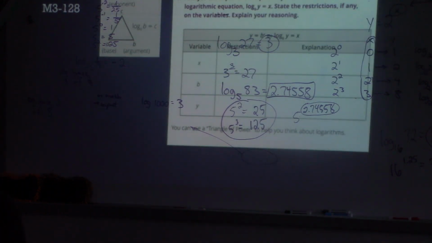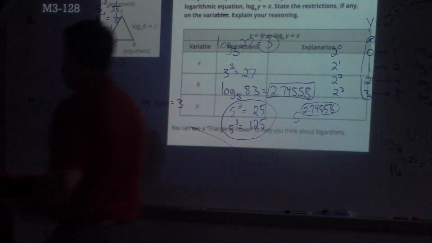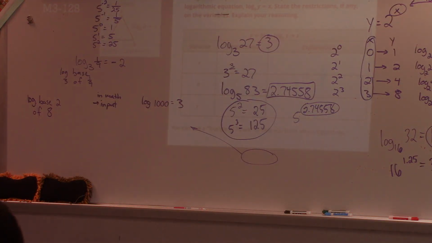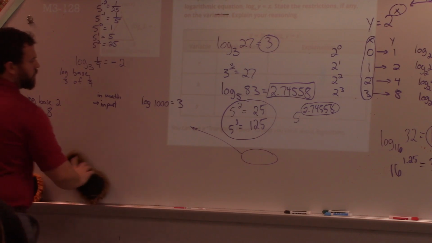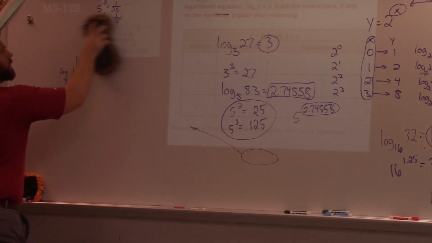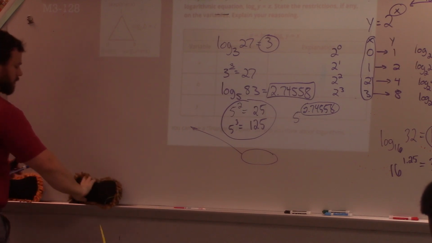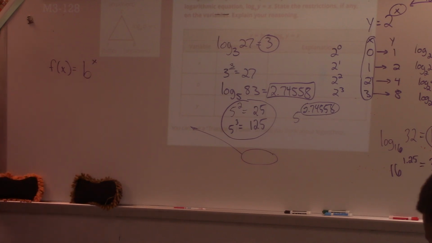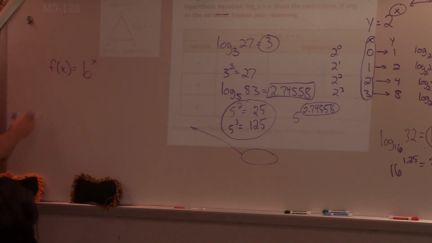So, a couple of things I want to talk about here. So this is what, page 128. We're going to look at a couple of things here. It's a super generalized exponential equation. In this exponential equation, f of x equals b raised to the x. Actually, I'll just call this y to make things simpler.